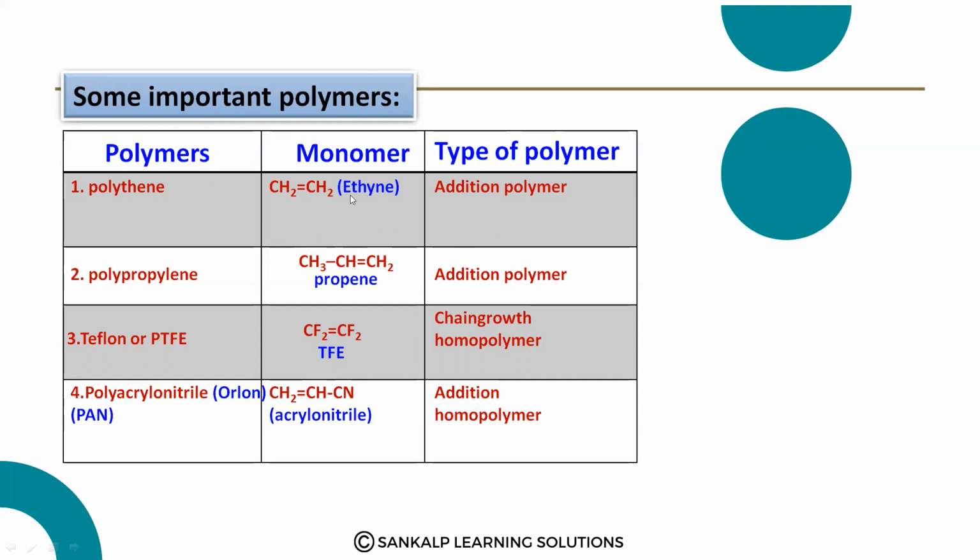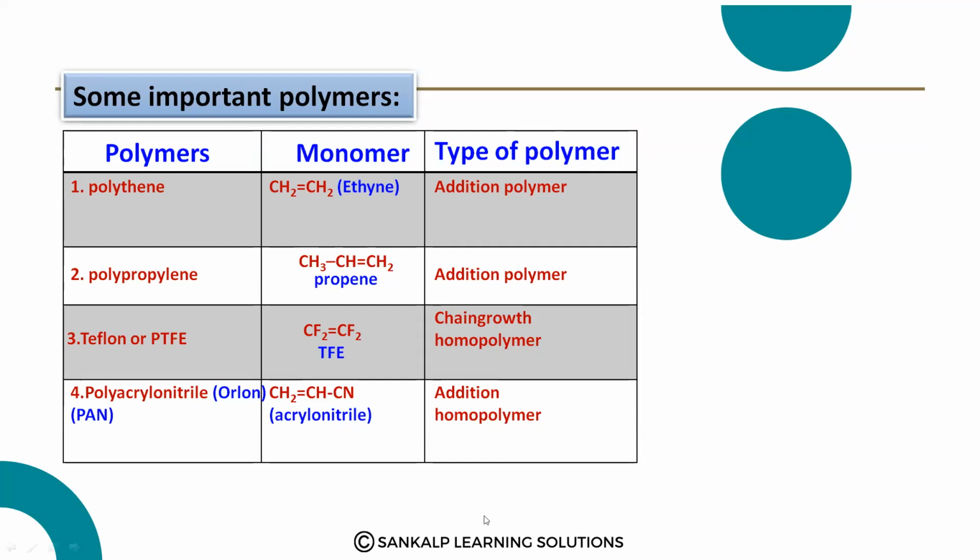You can see the structure of ethene. It is necessary to know which monomer is used to build up the polymer. The second is polypropylene. The monomer used is propene. The type of polymerization it undergoes is addition polymerization. We have discussed what addition polymerization is and what condensation polymerization is.